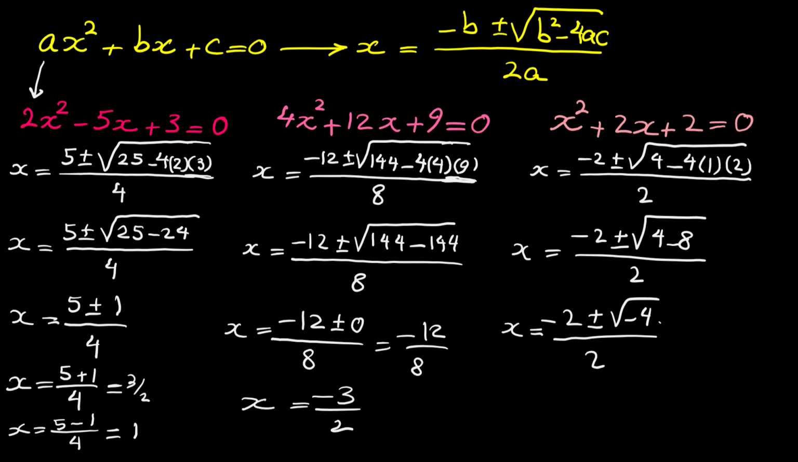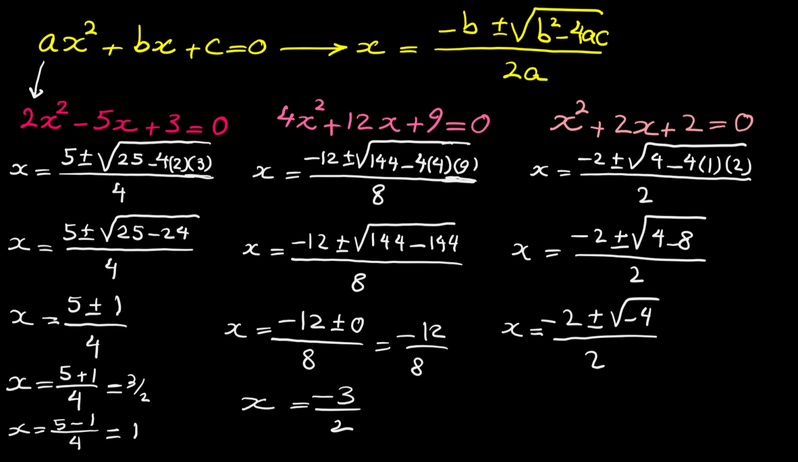Here, we can see that inside the radical, inside the square root, we have a negative number. And we know that for a negative number, we cannot take a square root. It is undefined. When inside the radical we have a negative number, like negative 4 in this case, it is undefined in the real numbers. And so, this equation has no solution.